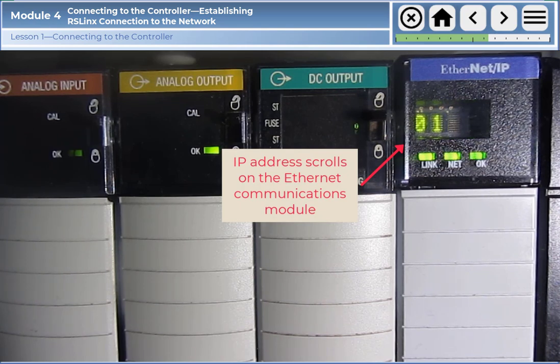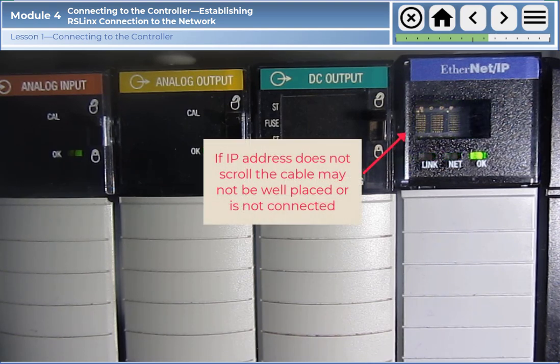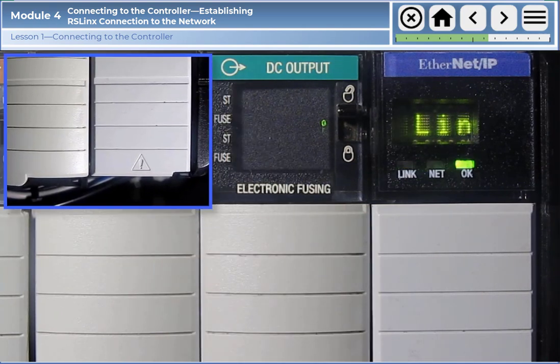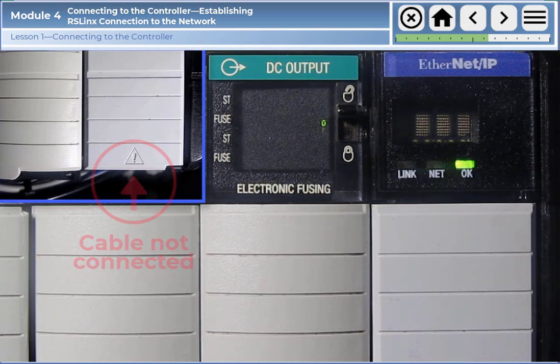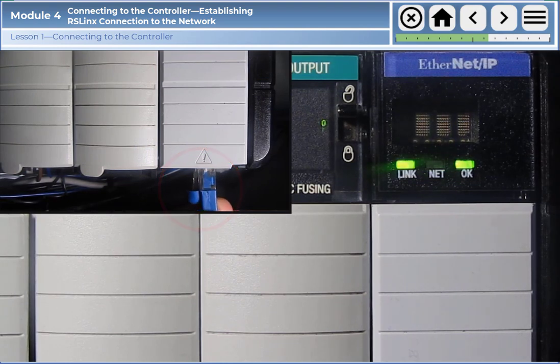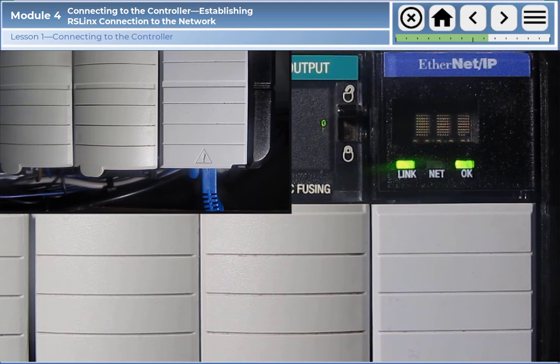If the ControlLogix chassis is powered and the Ethernet communications module does not display the IP address, it may be that the cable is not well placed in the network port, or that the module is not connected to a network. For example, in this chassis, the Ethernet cable is not connected, and the chassis has been powered down and put back on, and the scrolling display shows link lost. Once you connect the cable, you can see that the IP address returns and scrolls across the module's display.